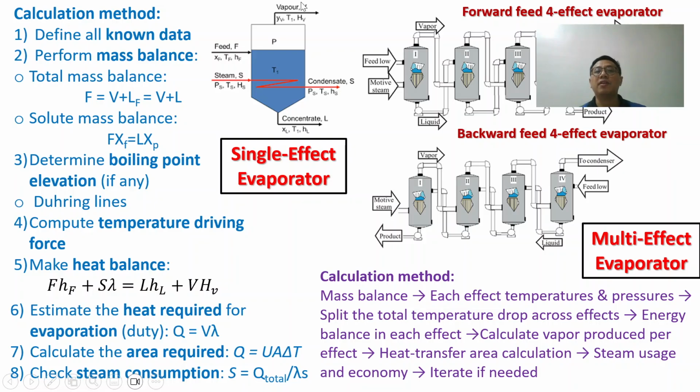We have to define all the information. Then it's good if you can sketch the evaporator like this. Then we can perform the mass balance. Two types of balance we have to do. One is on the total mass, the mass flow rate. Based on the mass flow rate, we balance the mass flow rate.